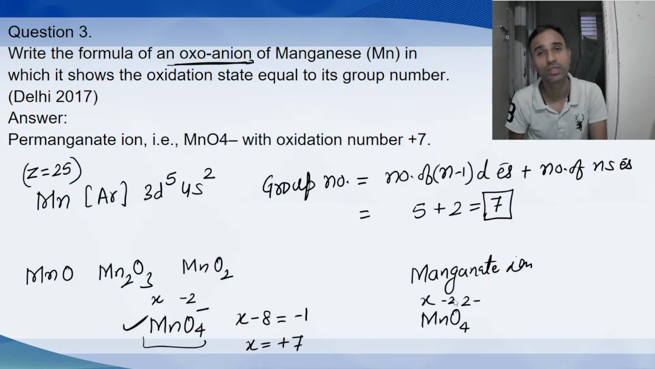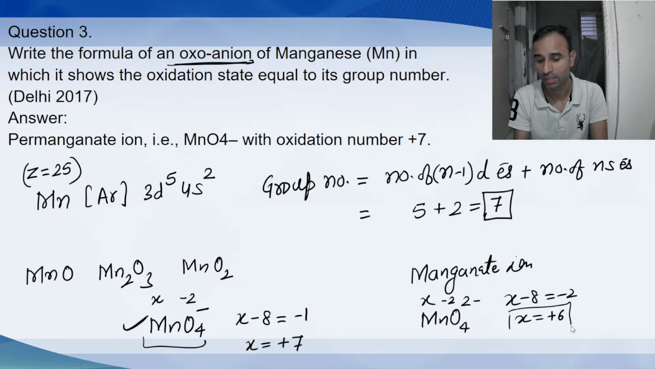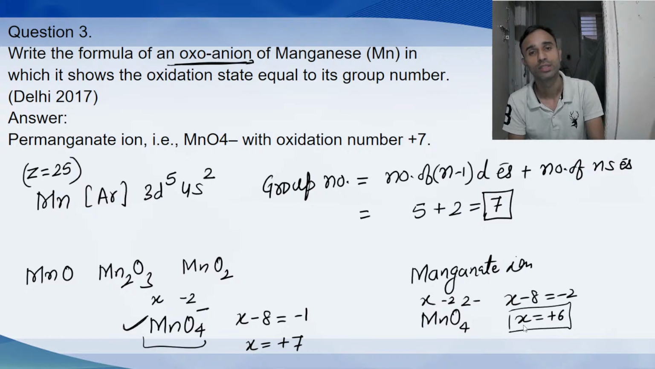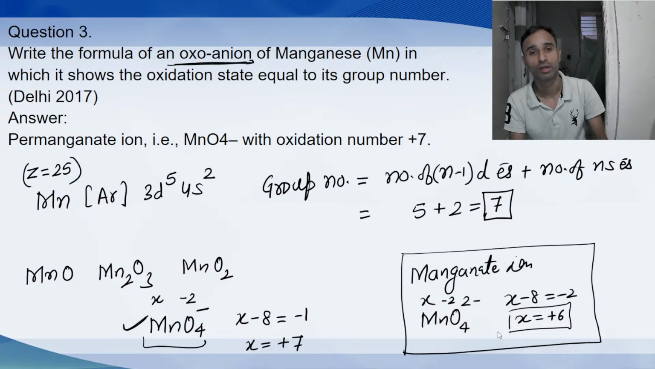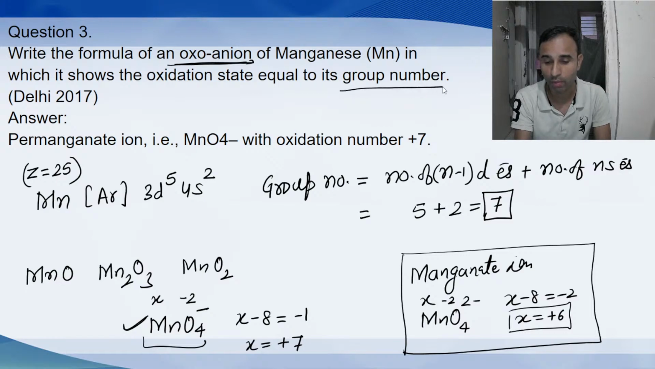X minus 2. X minus 8 equal to -2. That is x equal to +6. X is +6. In this case, the group number of manganese is 7, but its oxidation number is +6. So an oxo anion of manganese in which its oxidation number is equal to group number, that is permanganate.